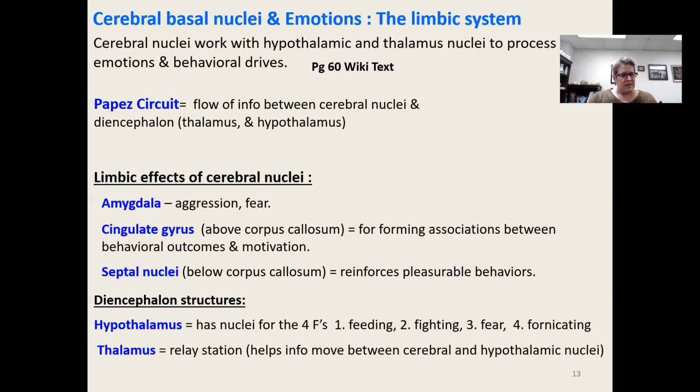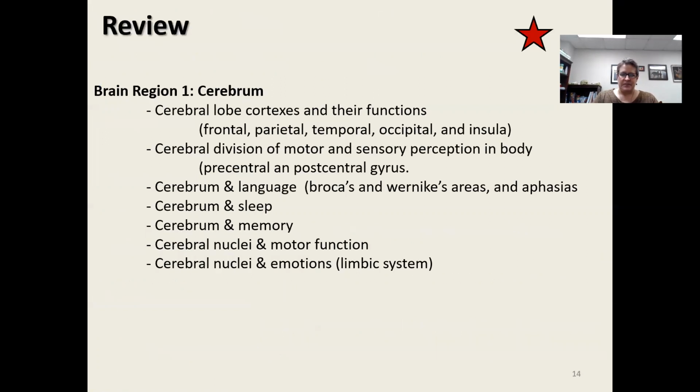The thalamus is a relay station. I think of it as a post office where information is coming in and being sorted to where it has to go. And if information is going out, it is also sorted to where it needs to go. That's what the thalamus does. We'll talk about that at the end of this chapter.